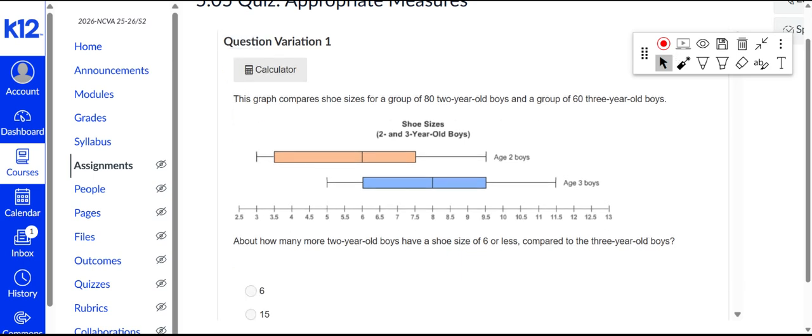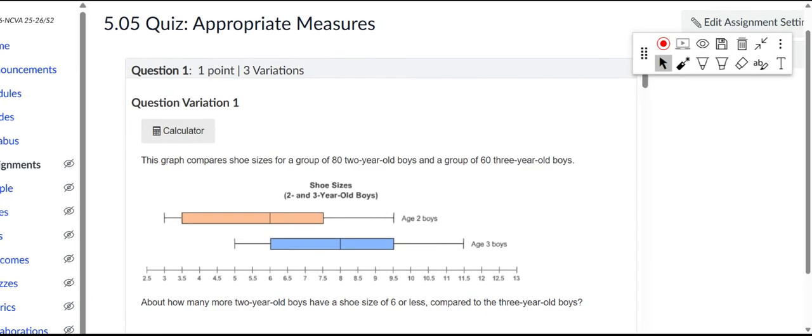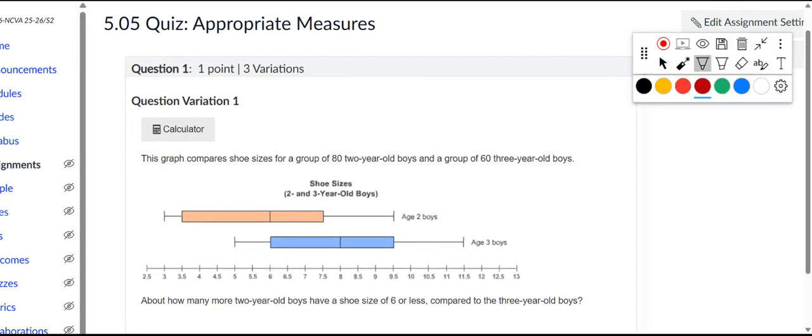All right, we're going to give this a shot. So from the 5.05 quiz, appropriate measures, I'll go over this one. Be careful because your question might have different numbers. So yours may not be exactly the same as mine.